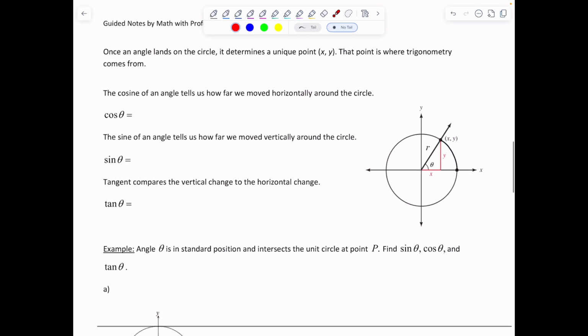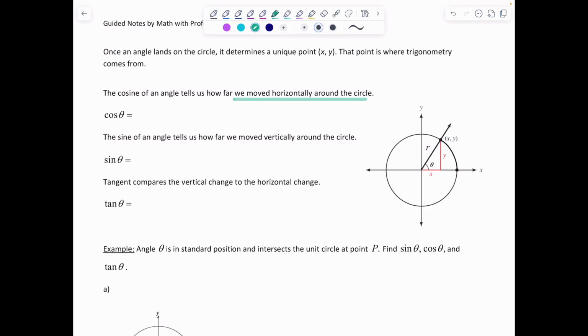R could be 1, but it doesn't have to be, okay? Now, the cosine of an angle tells us how far we moved horizontally around the circle. So cosine of theta, of this angle theta right here, is defined to be the following ratio. It's x divided by r, because it's measuring how much we moved in the x direction around the circle over r. Now, when we're on the unit circle, something special happens, because remember, r is equal to 1 on the unit circle. So cosine of theta is equal to x over 1, which is just x.